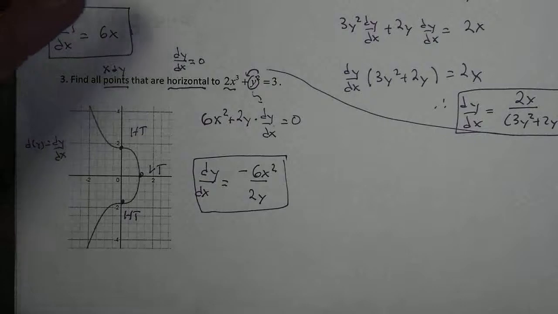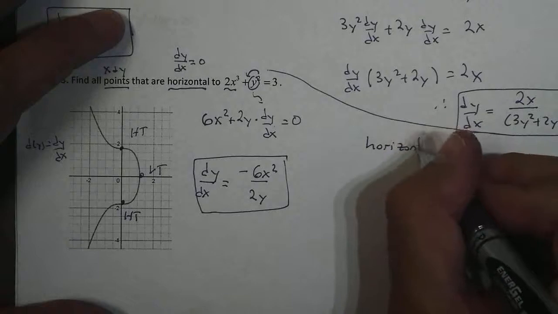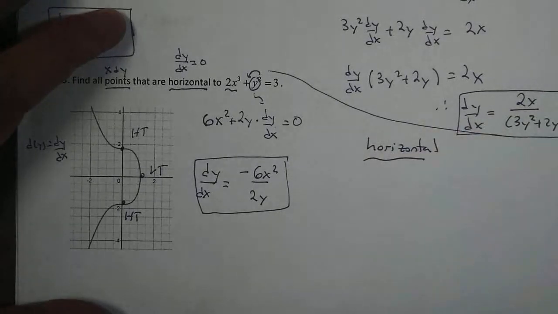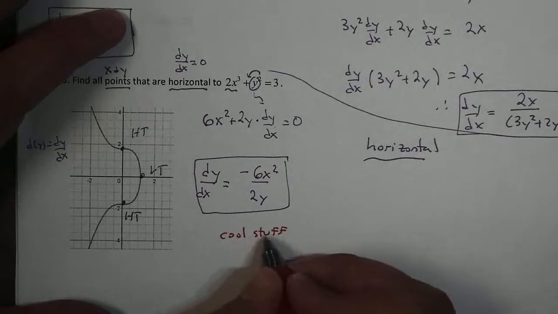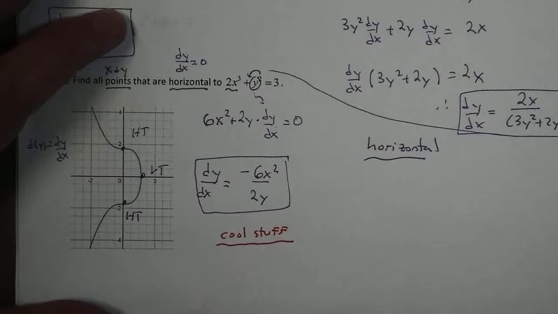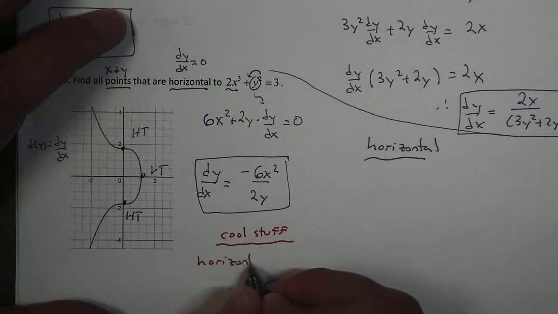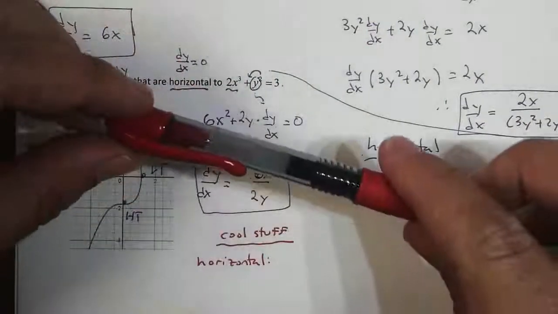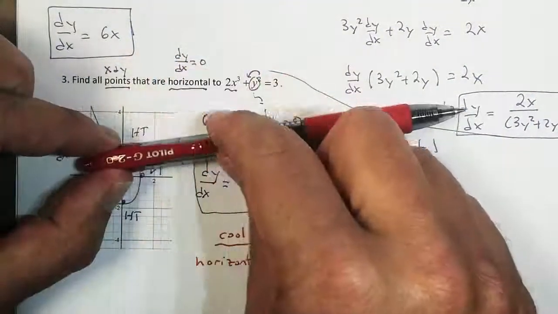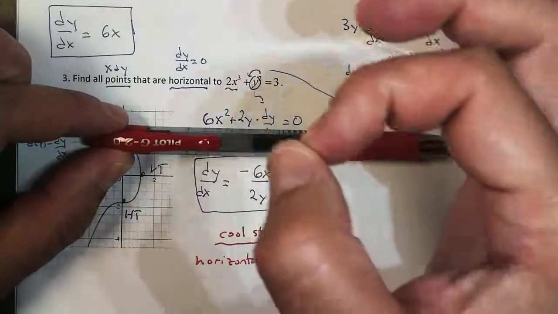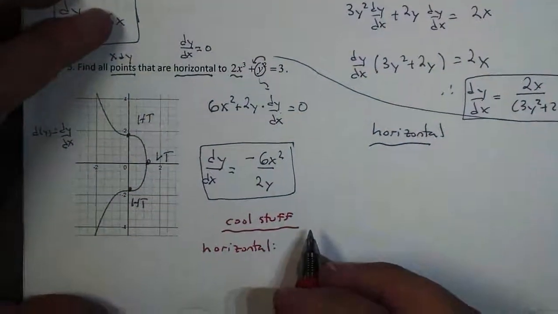Now, we are not done yet because they wanted us to find out where the slope is horizontal. So let's do some really cool stuff. This is cool. You want to write this down. Cool stuff. Okay? Let's think about horizontal lines. If you have a line that's horizontal, what is the change in the y values? It's 0. Well, look up here.